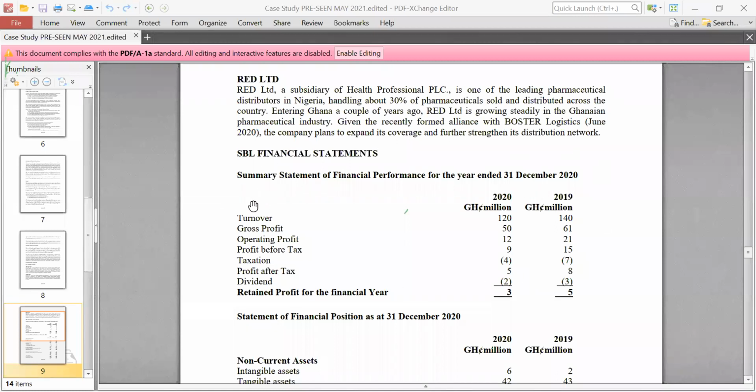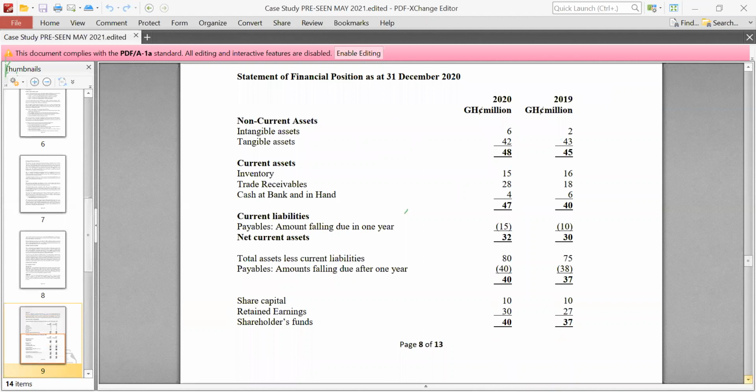So what do we get from the income statement? Main issue is turnover. They seem to be doing a good job on the cost side. The way cost is, you also want to be reducing it, but the main problem is turnover. I hope that makes sense. Now we move on to the statement of financial position.